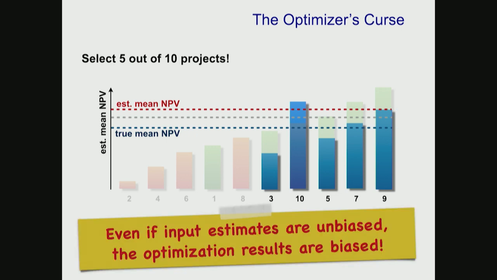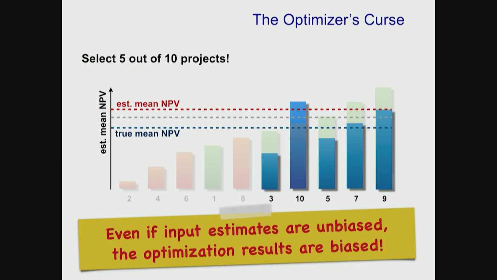So in summary, we see that even if the input estimates of a decision problem, of an optimization problem, are unbiased, the optimization results are biased. And actually, they're biased in the wrong way and lead to disappointment once we implement the decisions.